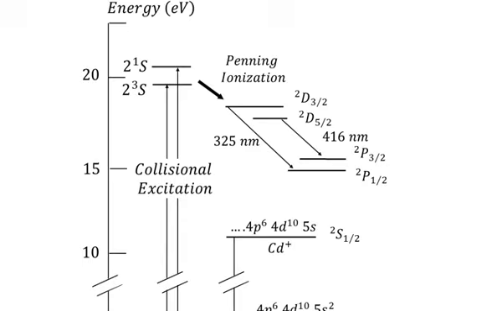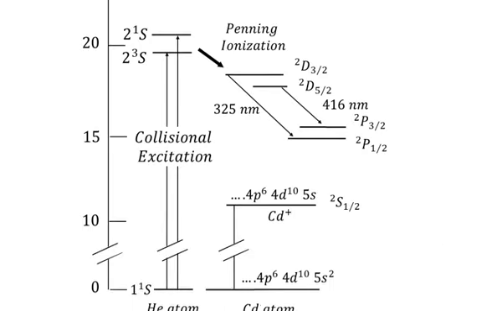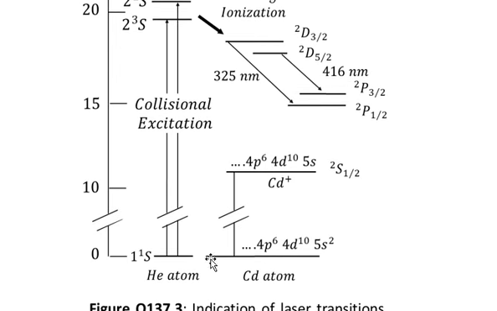So let me explain through the figure. If there is a collision of the cadmium atom with the helium atom in its excited state, then there are three possibilities. Either the cadmium atom, after collision with the helium atom, gets excited to this state. That is, it is ionized, occupying this 5s orbital.